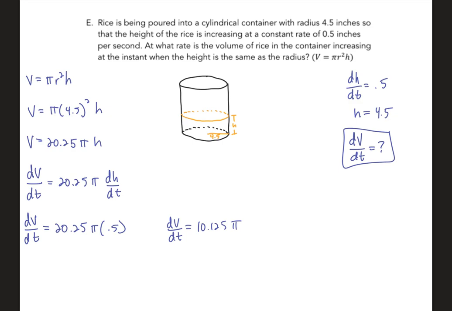So that's fine. dV/dt, so volume is cubic units. The units are inches, so this is cubic inches, and then time is in seconds. So that's it.